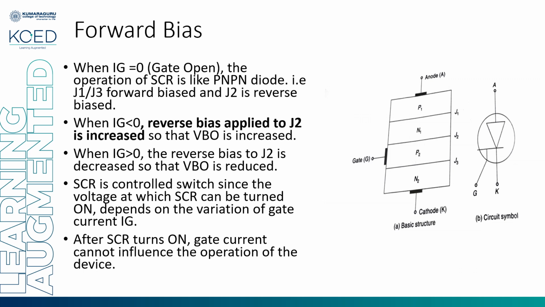The actual reverse bias of junction J2 determines how far you can switch from off to on state and back from on to off state. So this control is very well achieved with the help of the gate terminal in the case of an SCR. Once the SCR has turned on with the help of the gate triggering current, the gate will not be able to further influence its working.